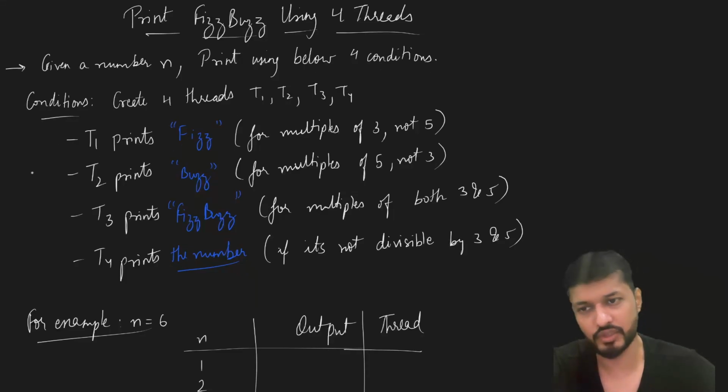Now what are the 4 conditions? First of all, we have to create 4 threads named T1, T2, T3, T4. Straightforward. Now for every number, we have to check below 4 conditions.